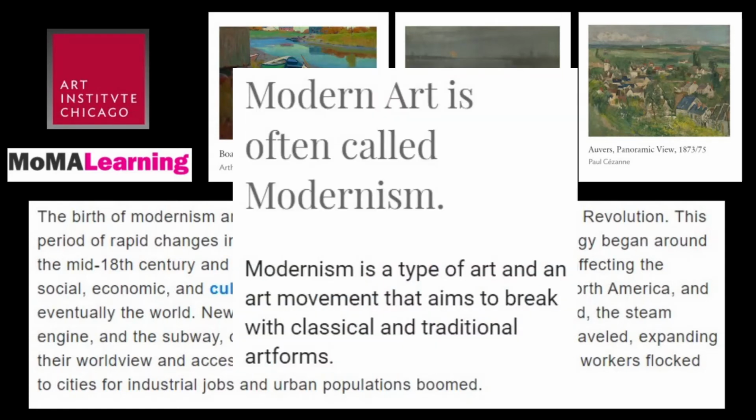Modern art is often called modernism, and modernism is an art movement that aims to break with the classical and traditional art forms.